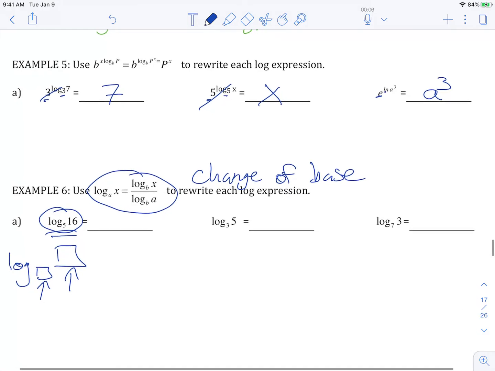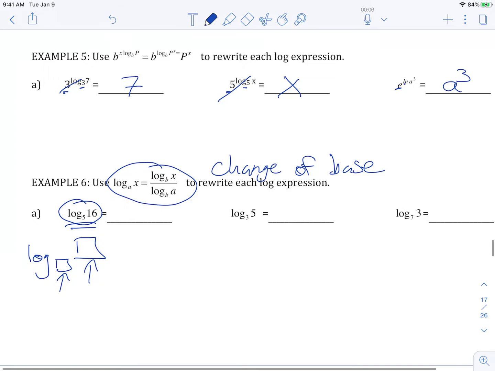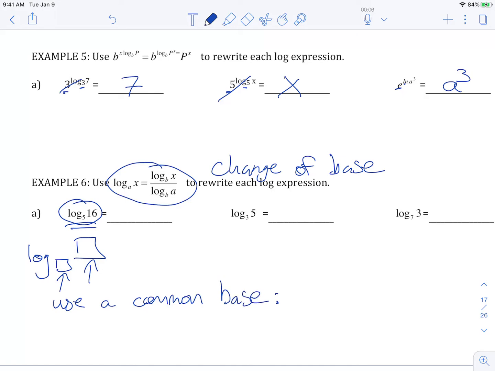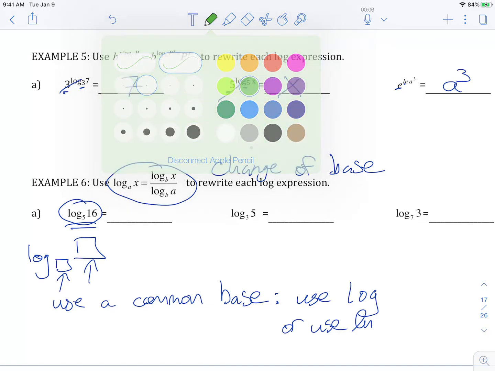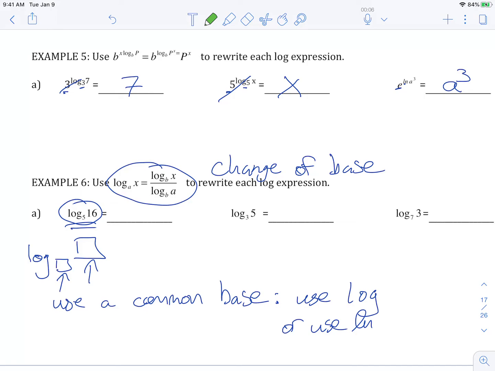And what we're going to do is use a common base. What's kind of cool about this is it doesn't matter what base you use. So you could either use LOG, which is base 10, or LN, which is base e. And you could test it for fun. I'm sure you guys got a lot of free time. So for fun, test all these, and you'll see you get the exact same answer. So log base 5 of 16, this time I feel like a natural log. So I'm going to go natural log of 16 over natural log of 5.